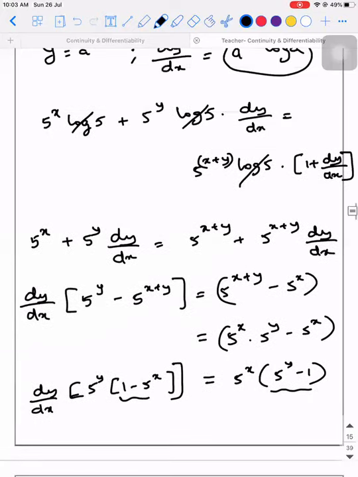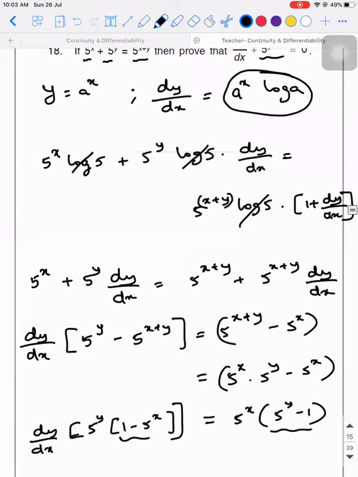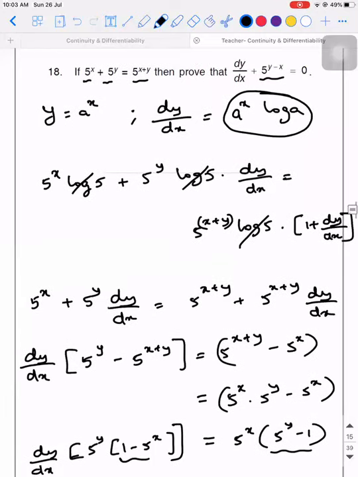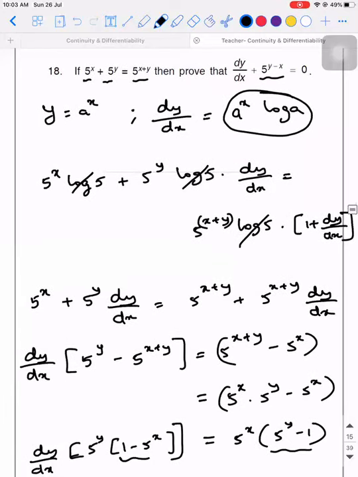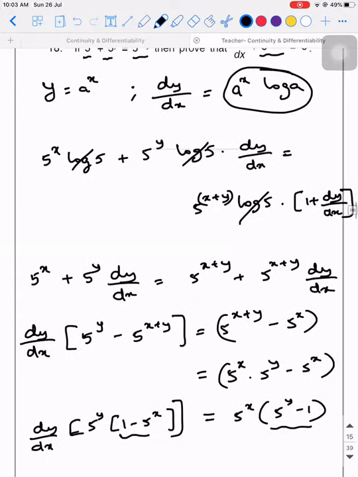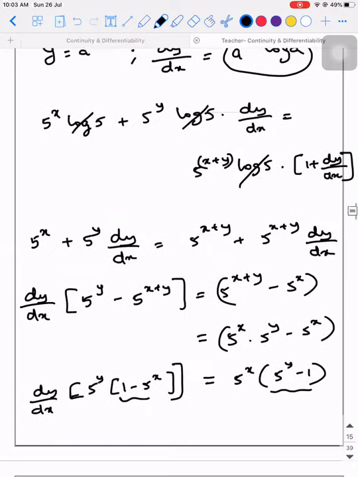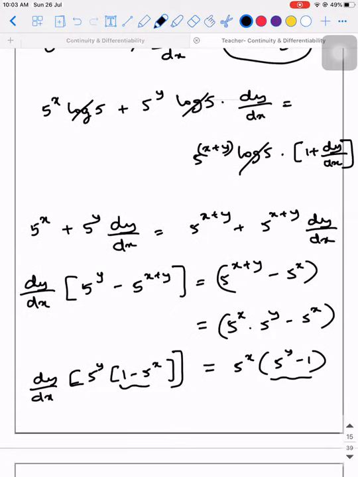1 minute. So 5 power x into log 5 plus 5 power y into log 5 into dy by dx is equal to 5 power x plus y into log 5 into 1 plus dy by dx. No mistake in that. So can we substitute 5 power y as 5 power x plus y minus 5 power x? And that also you can do. You can do any kind of manipulation you want. So 5 power x plus y minus 5 power x, 5 power y minus of 5 power x plus y.